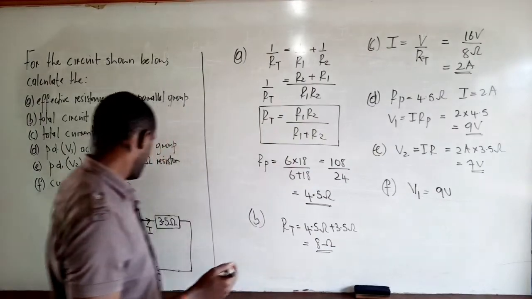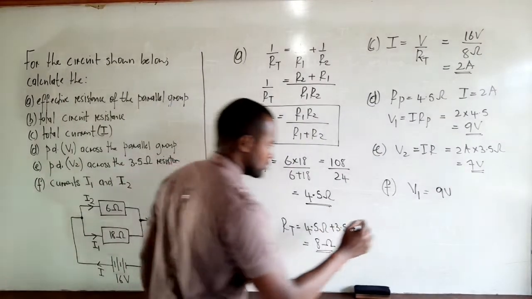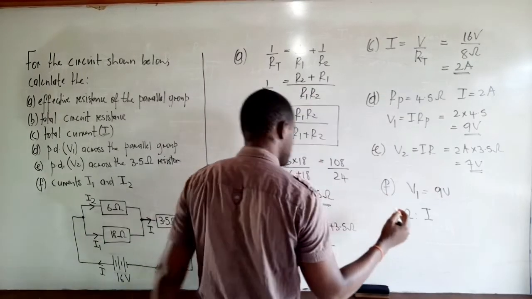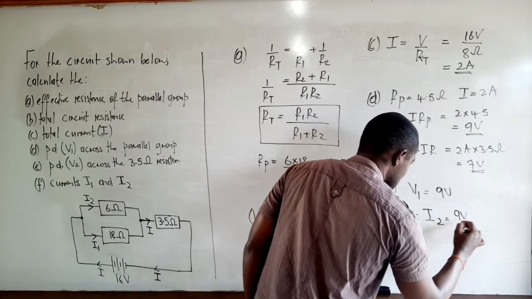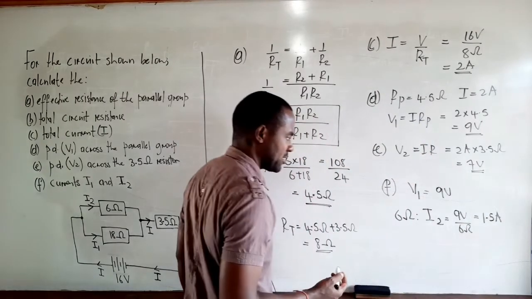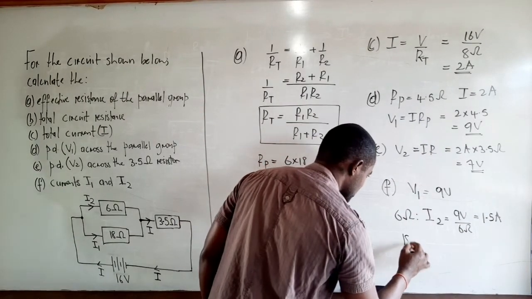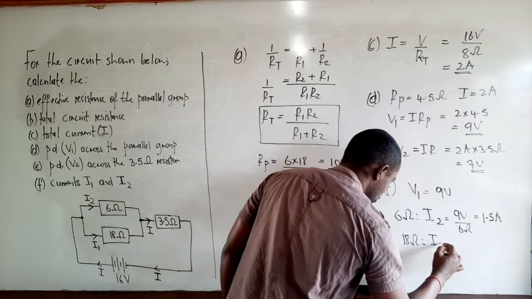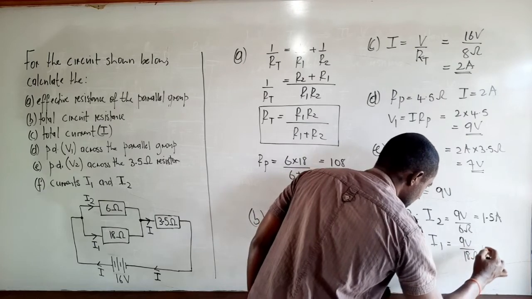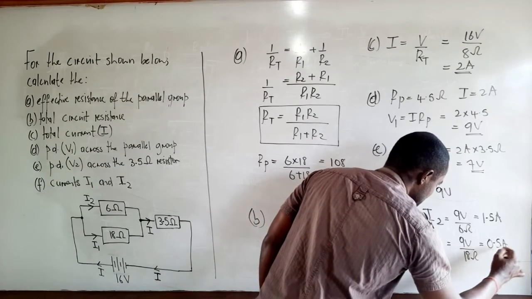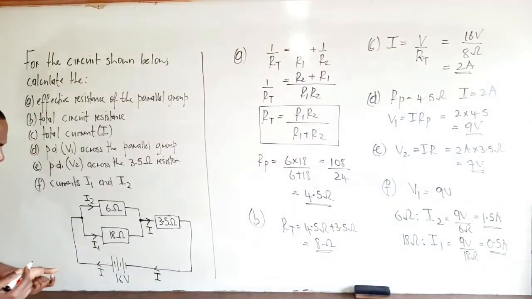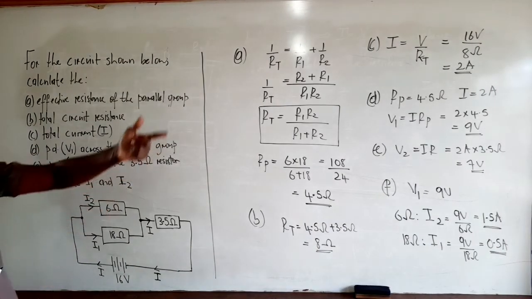So therefore, for the 6 ohm resistor, we can say I2 is equal to 9 volts divided by 6 ohms, which is equal to 1.5 amperes, right? And for the 18 ohm resistor, we can say I1 is equal to 9 volts divided by 18 ohms, which gives us 0.5 amperes, right? And as expected, the two currents add to give the total current I, which was found to be 2 amperes.